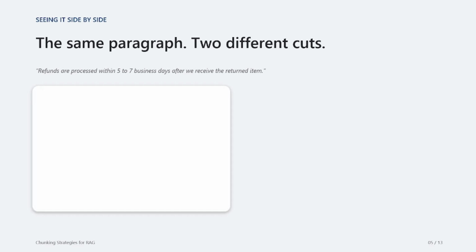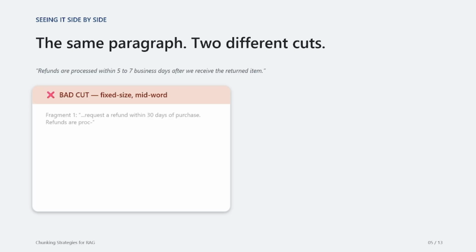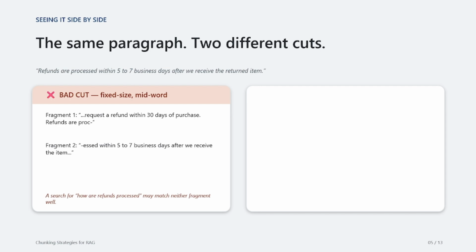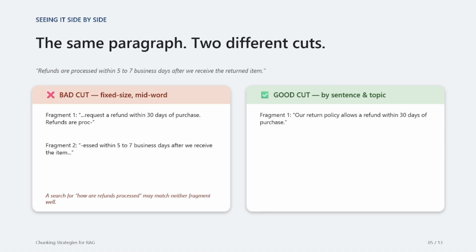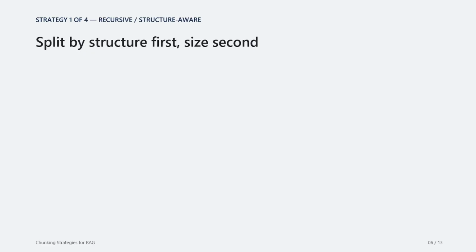Let's see this side by side with one real paragraph. Cut the bad way by fixed size, it splits right through a word, leaving two broken fragments that don't fully make sense on their own. Now cut the good way by sentence and topic and you get two complete, clean ideas. Same paragraph, same content, a completely different result just from choosing where to cut.